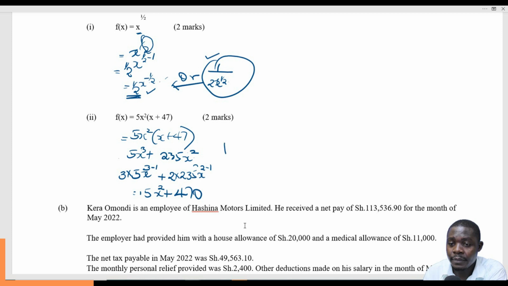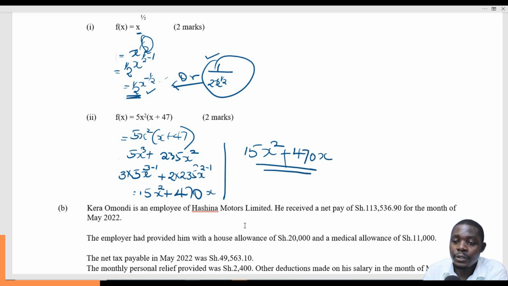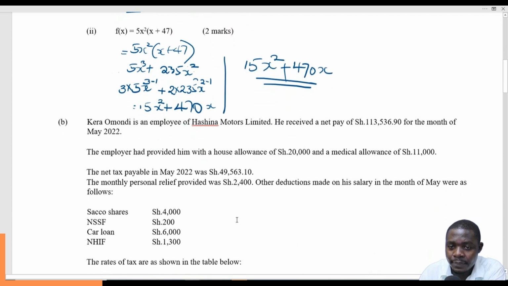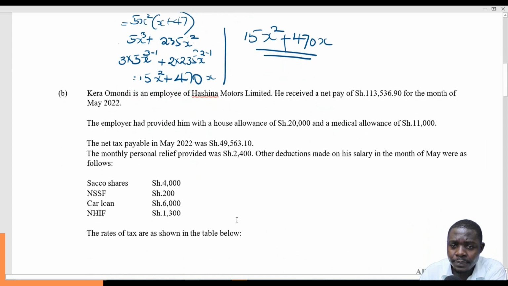Now our answer or derivative is going to be 15x squared plus 470x. Present in that manner, you allocate yourself 2 marks.